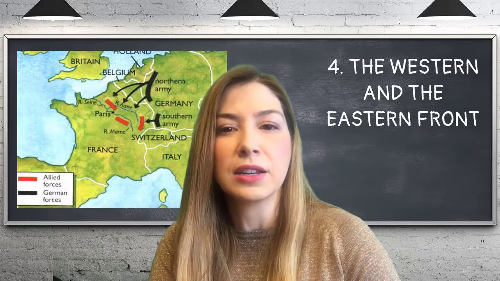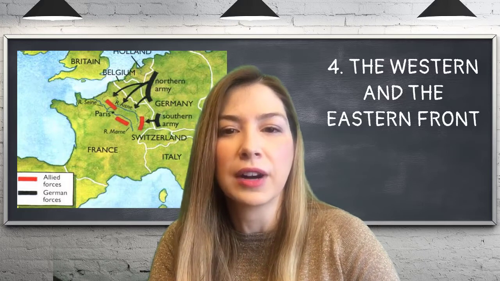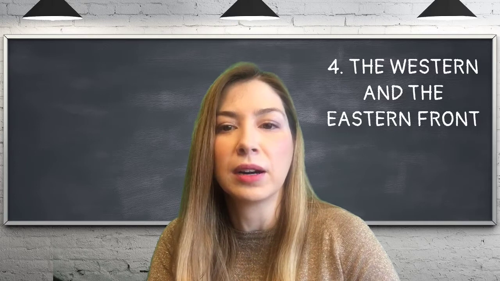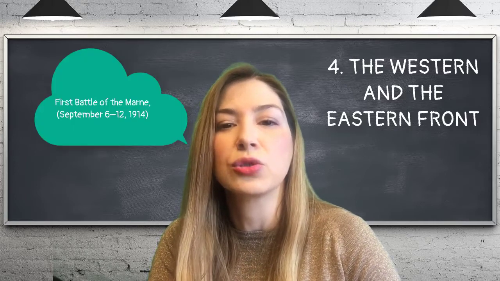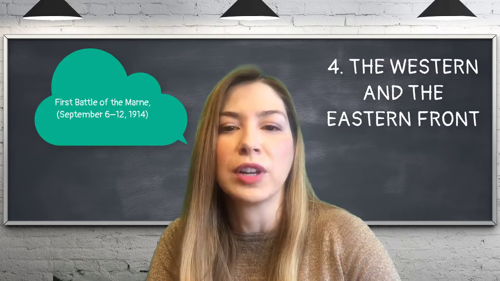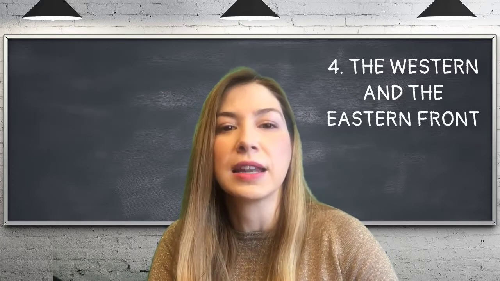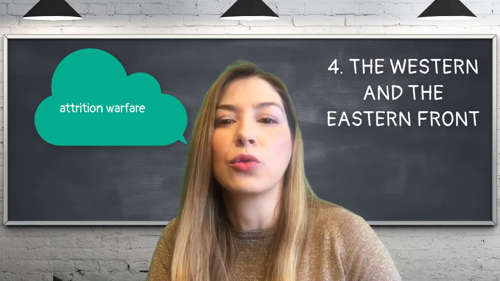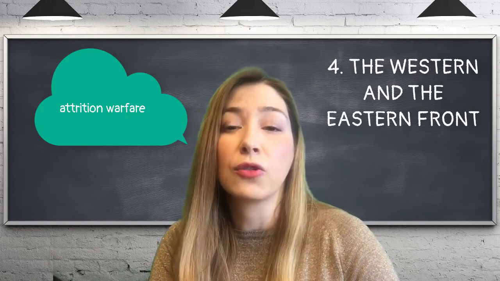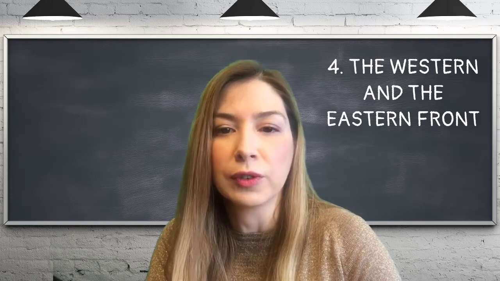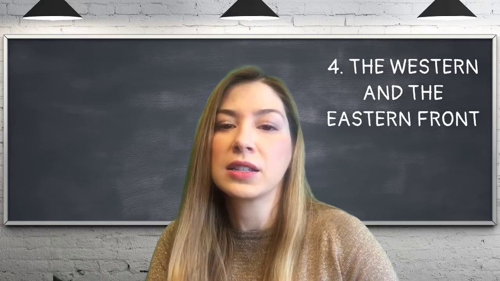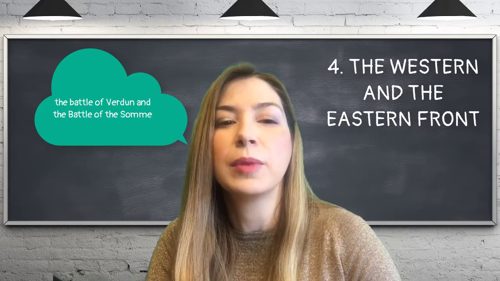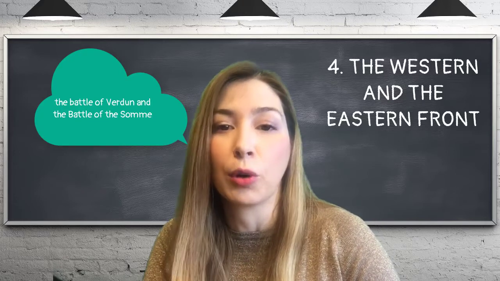In August 1914, Germany invaded France through Belgium. The plan almost succeeded, but in the Battle of the Marne, the French and British managed to stop the Germans just before they reached Paris. Both sides now dug trenches, which started a period of attrition warfare. For the next 3 years, the front hardly moved, although both sides lost huge numbers of men in battles like the Battle of Verdun or the Battle of the Somme.